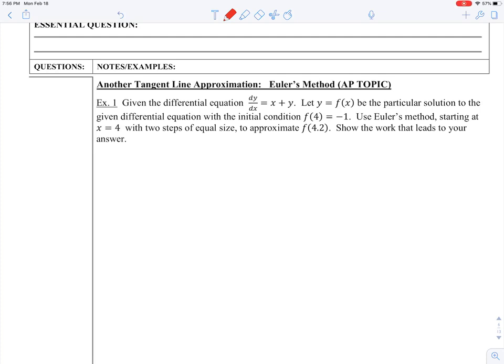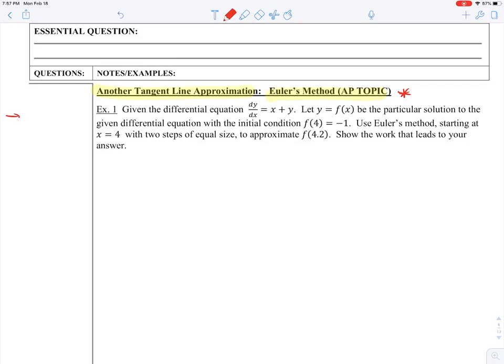So we're going to talk about another tangent line approximation, and it's called Euler's method. And what I want you to know about this is that it's actually a pretty super important AP topic. You're often going to see this paired with differential equations, so it's pretty important that you understand this concept. I want you to know that this is pretty similar to Newton's method of approximating zeros.